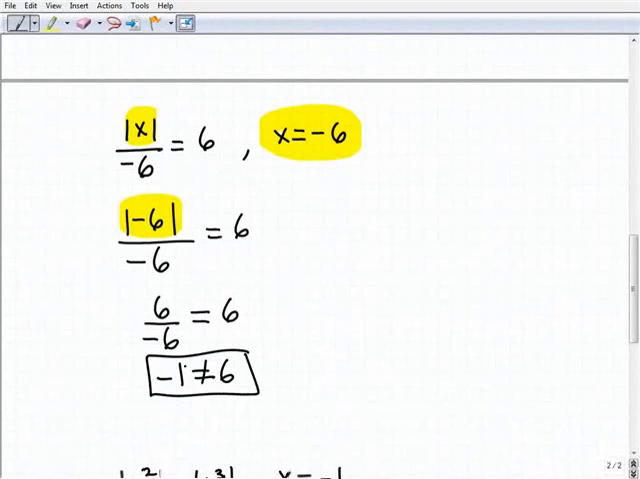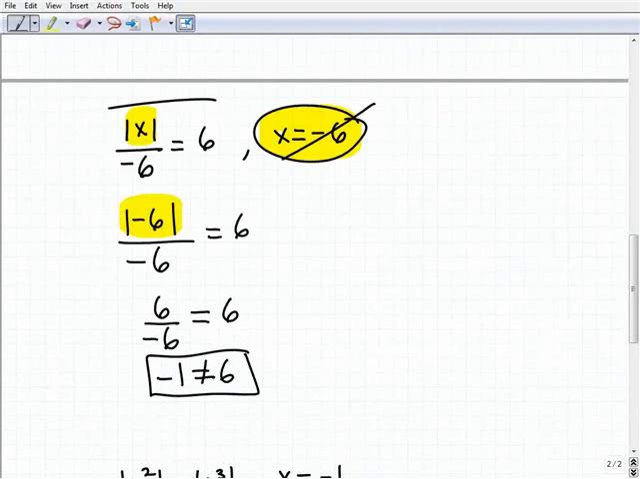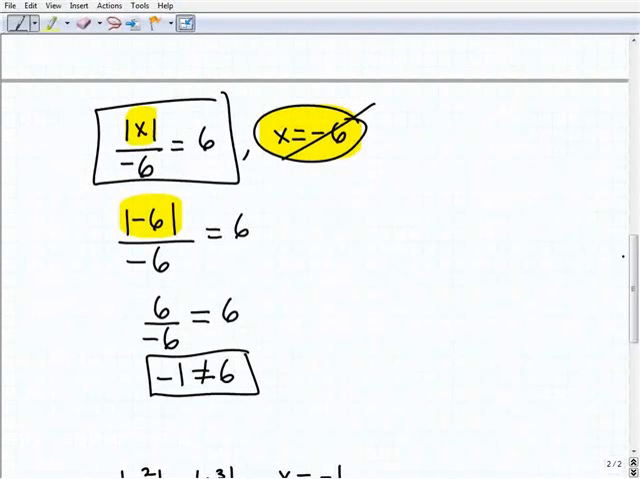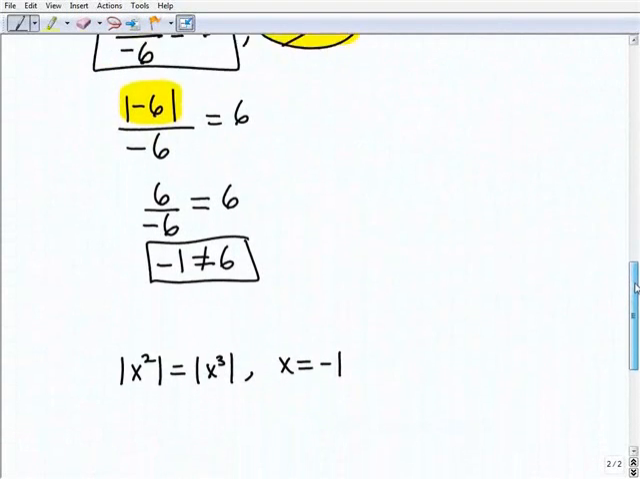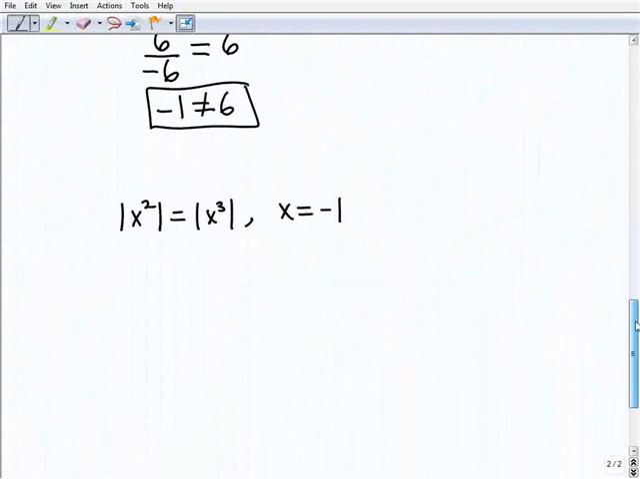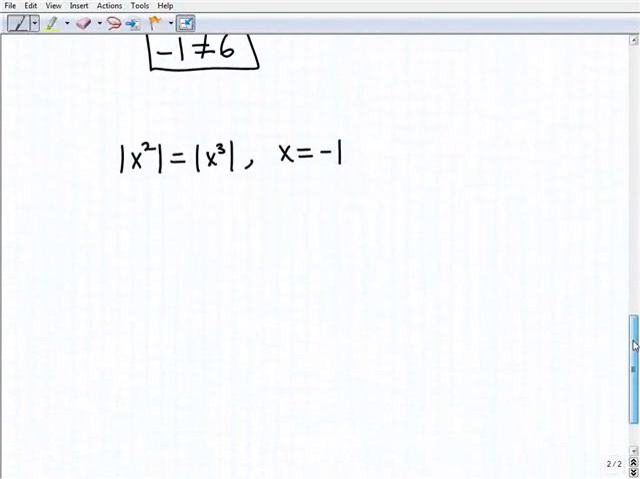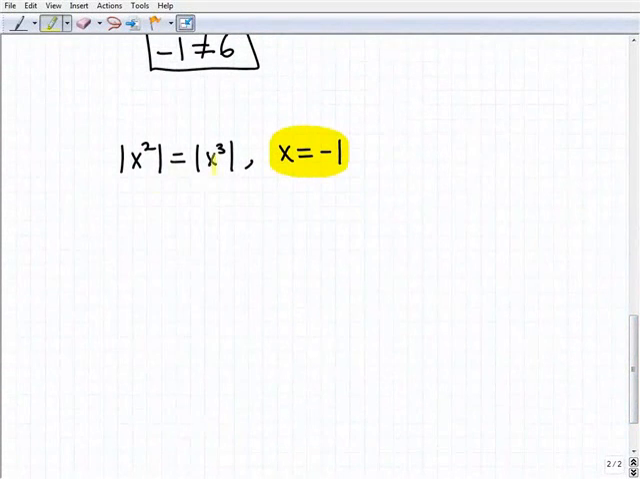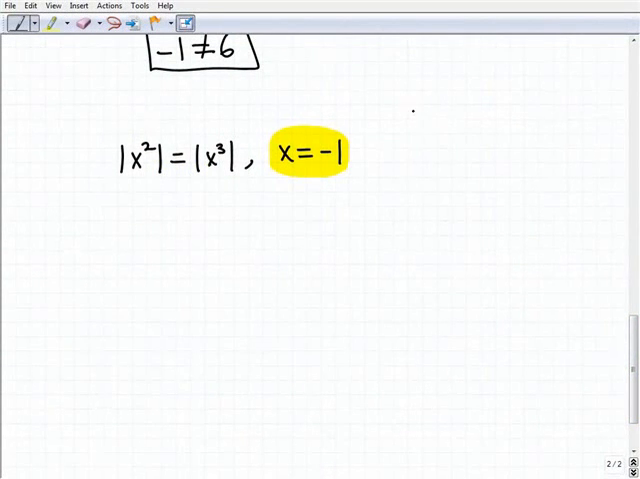Okay, so this didn't turn out to be a situation where the left-hand side equals the right-hand side. So therefore, x equals -6 is not a solution to this equation. Okay, so now let's go ahead and finish up with this last problem. So we want to check to see if x equals -1 is a solution to this equation. But before we do that, I want to give you a little pop quiz here. Okay, so x equals -1.